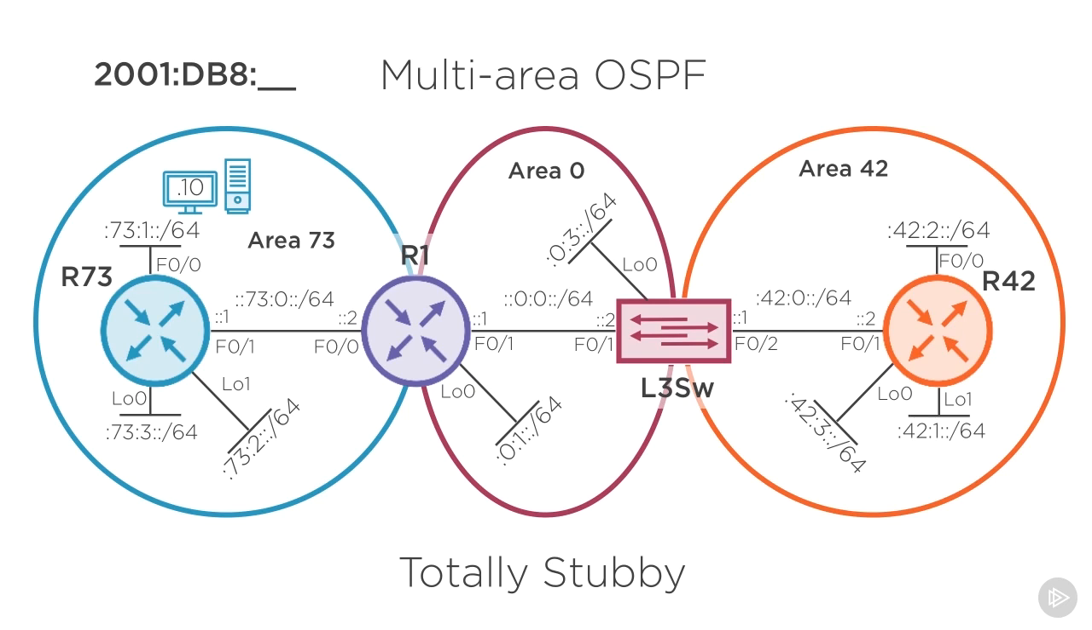So let's start our configuration. I'm going to start with that layer 3 switch so we can see what we need to do on that device in order to get it to accept IPv6 commands. In the end, we're going to set this IPv6 OSPF network up as a totally stubby network for Area 42, and we'll leave the rest in the default multi-area OSPF configuration.